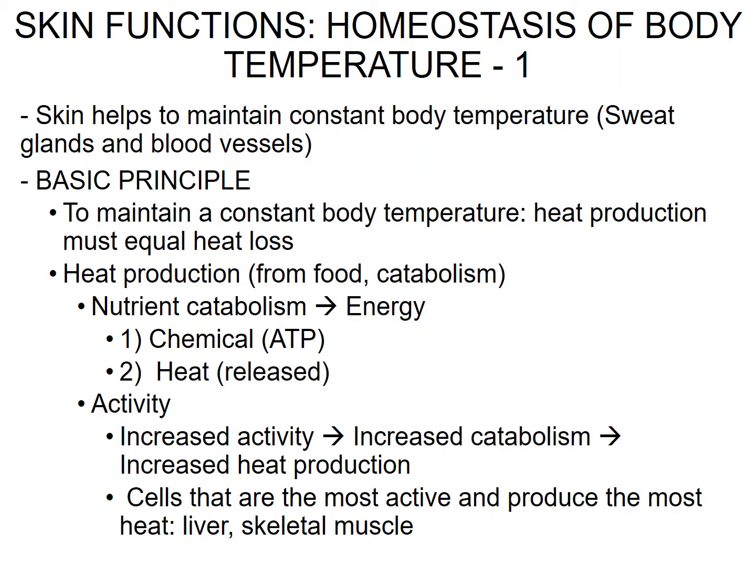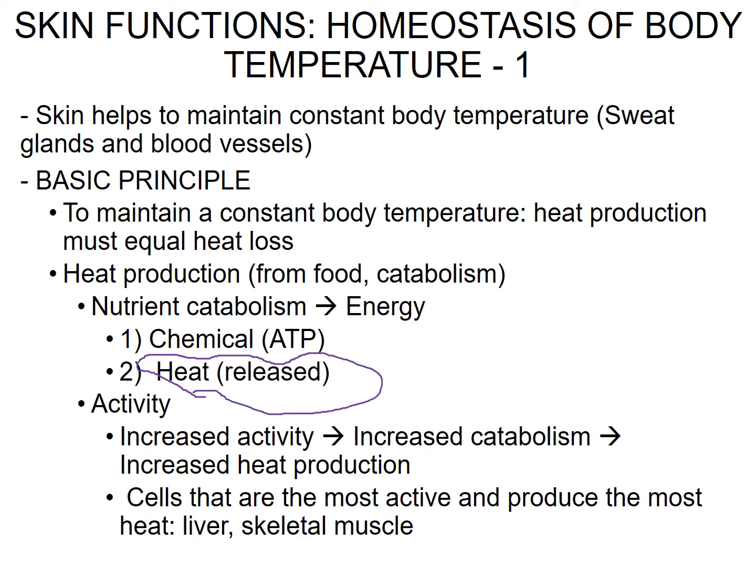Our next topic is homeostasis of body temperature. So the skin helps maintain our constant 98.6, give or take a degree or so, right? And we do that by basically balancing how much heat we're making in our body versus how much heat we're losing in our body. So we are constantly making heat inside of our body. When we break down food and make it into energy, the byproduct is you release heat.